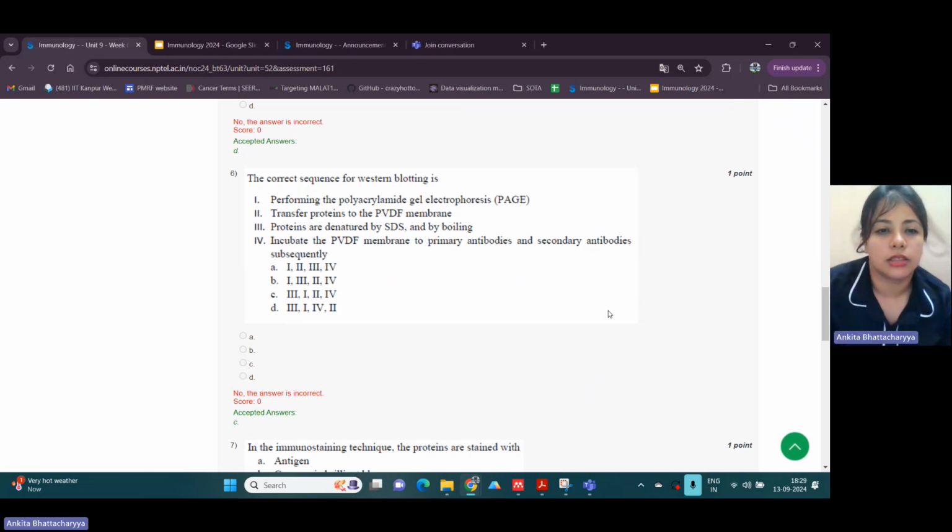Okay, we'll just read out the statements first. That is the transfer of the proteins. The third statement is about the proteins being denatured by SDS and by boiling. Now, as you can obviously understand, you cannot denature proteins or boil them after they have been run through a polyacrylamide gel, or subjected to PAGE, basically. So that means this becomes the first step, whereby first proteins are denatured, they are boiled.